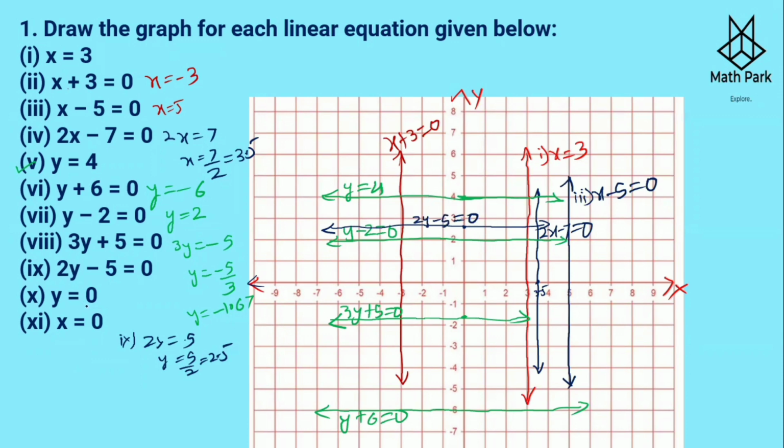And then y is equal to 0. y is equal to 0 is the equation for the x-axis. So this is y is equal to 0. The x-axis is y is equal to 0.